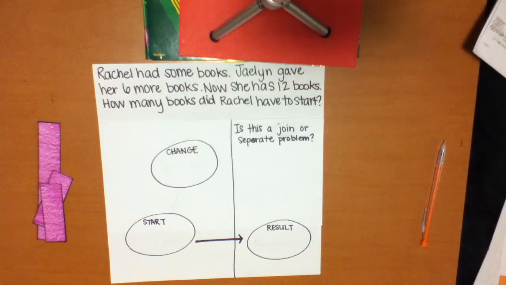The first word problem we are going to look at today is, Rachel had some books. Jalen gave her 6 more books. Now she has 12 books. How many books did Rachel have to start?